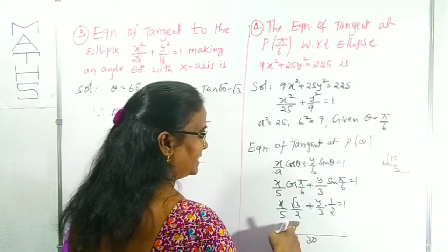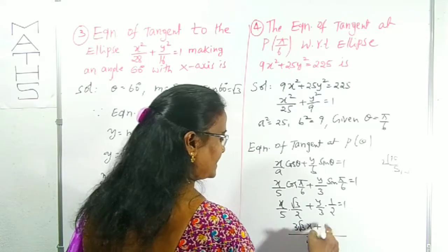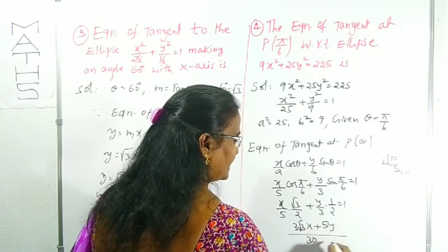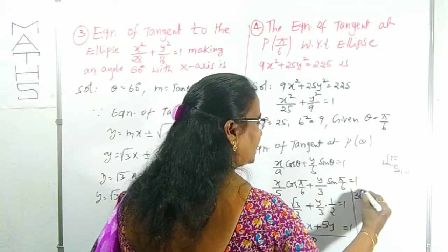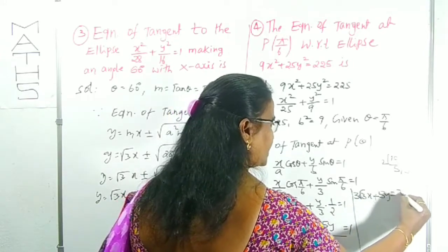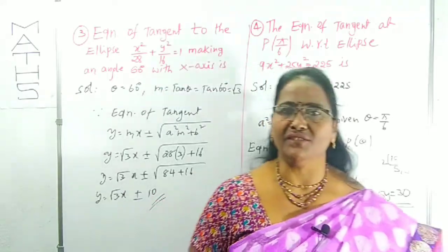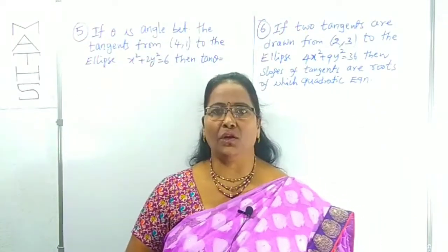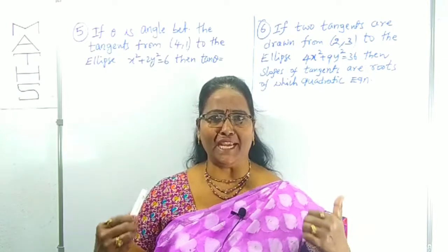Here what will come? 10 3s, that is 3 root 3 x plus 6 5s, 5y is equal to 1. Now it will be 3 root 3 x plus 5y is equal to 30. This is clearly the required equation of tangent at the parametric angle, right? Yes. Now we can come to question number 5 and 6, which also depend upon the tangent and its application.